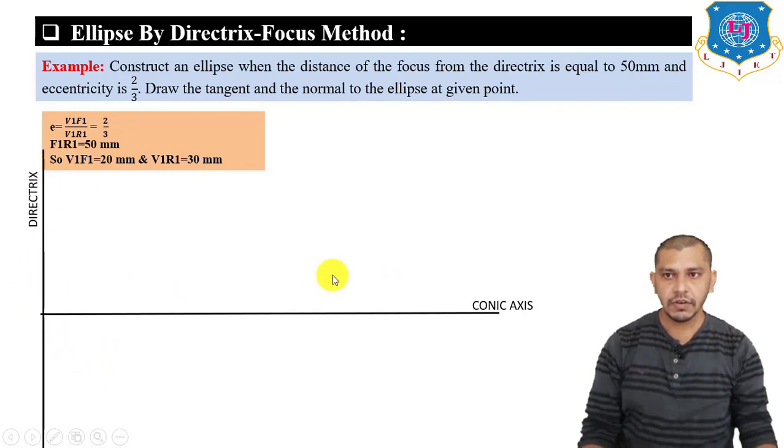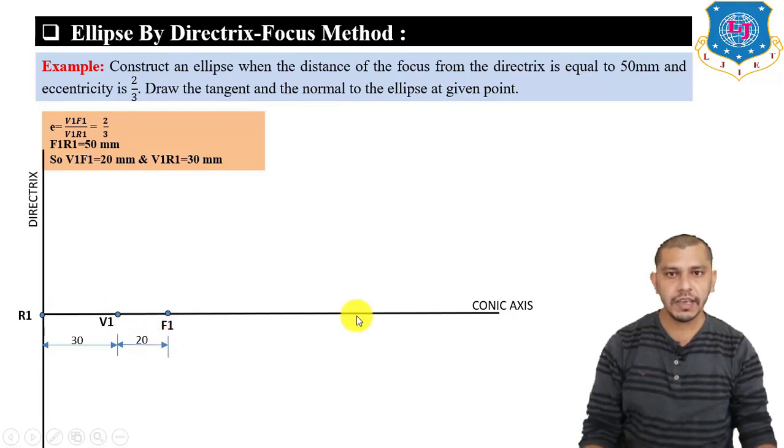After drawing the directrix and conic axis, mark these points: here will be R1, and from R1 to V1, the distance between V1 and R1 is equal to 30 mm, so mark V1 at 30 mm from R1. The distance between V1 and F1 is 20 mm, so mark F1 at 20 mm. After marking these points, draw a line perpendicular to the conic axis from the vertex point.